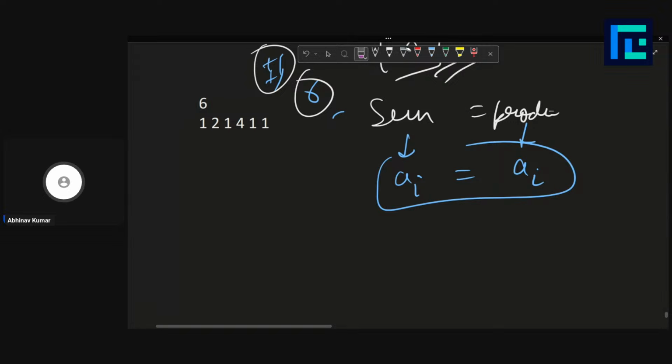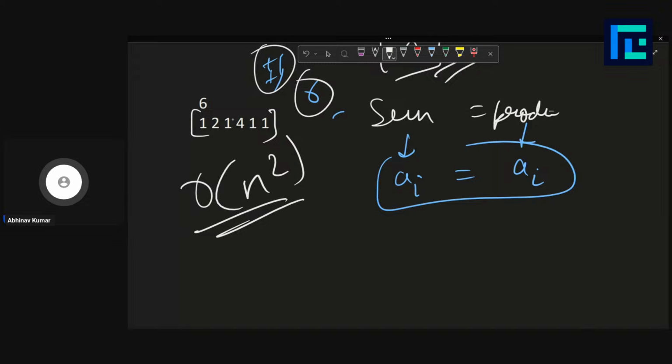If the problem allowed n square, then it was pretty easy. Check for every subarray their sum and product using some prefix array and prefix product. You can just calculate the sum and product of any subarray in order of 1, and then you can check for all subarrays, but the number of subarrays is n square. So this thing would not be valid.